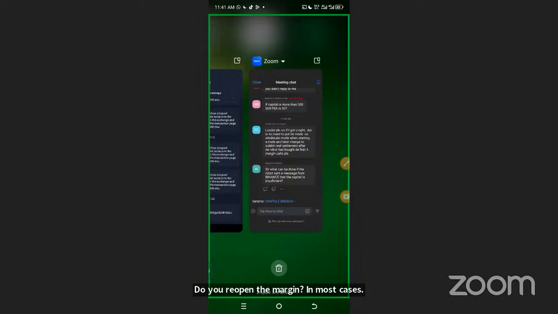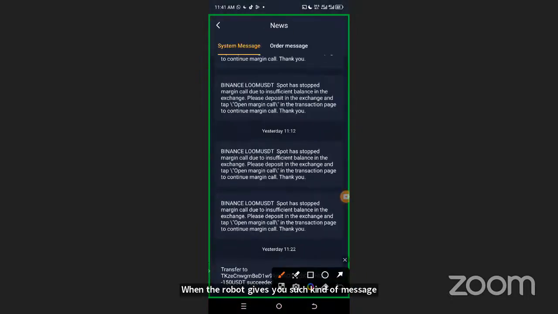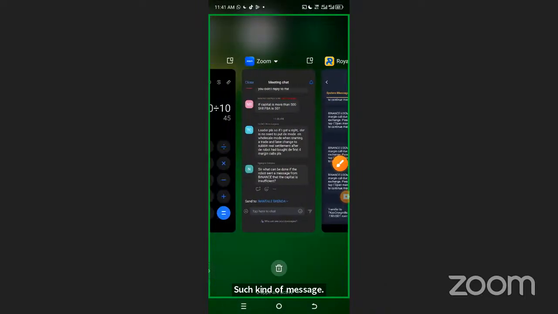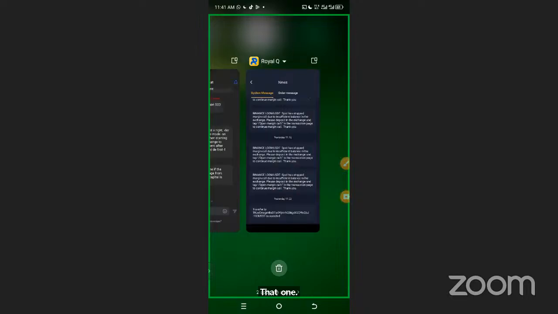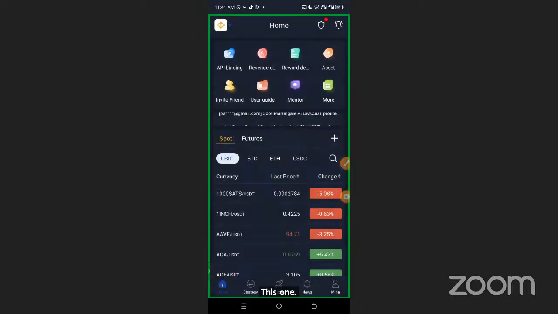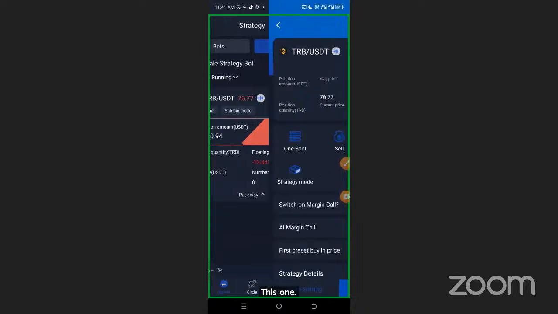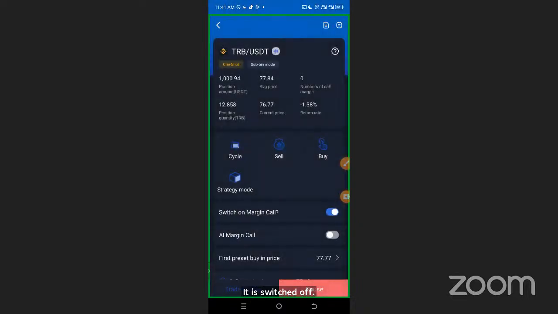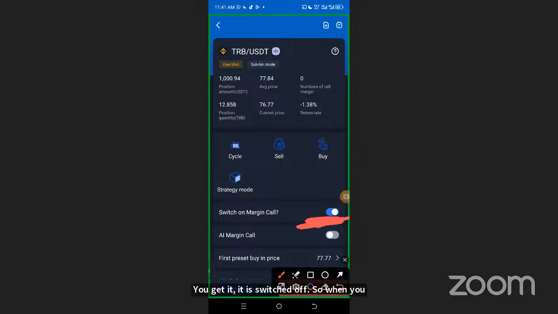In most cases, when the robot gives you such a message, it means this one is switched off. So when you add money on your Binance account, come back to this and you switch it on.